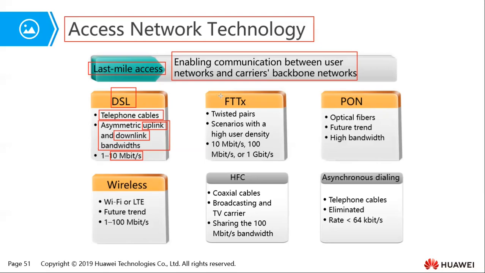Then you must have heard of FTTH, or fiber to the home. So it can be FTTH, it can be FTTO. So this X here simply means it can be H, O, and any other thing. So fiber to the home, fiber to the office, fiber to the campus, fiber to anywhere else. So with this, normally it uses either twisted pair, and it has high user density, and you see the speeds can get up to 1 gigabit per second.